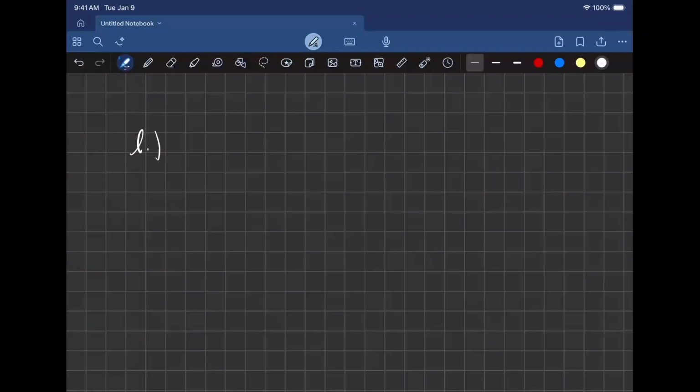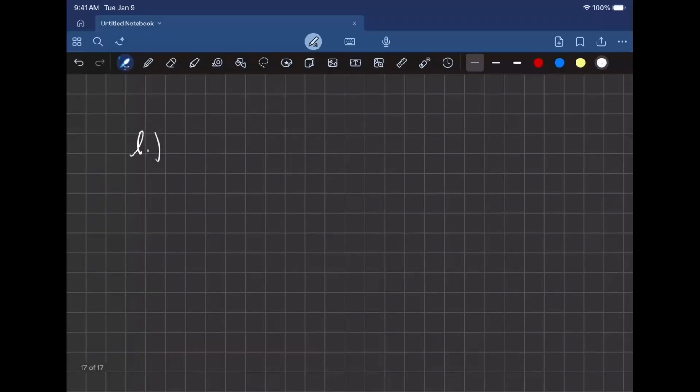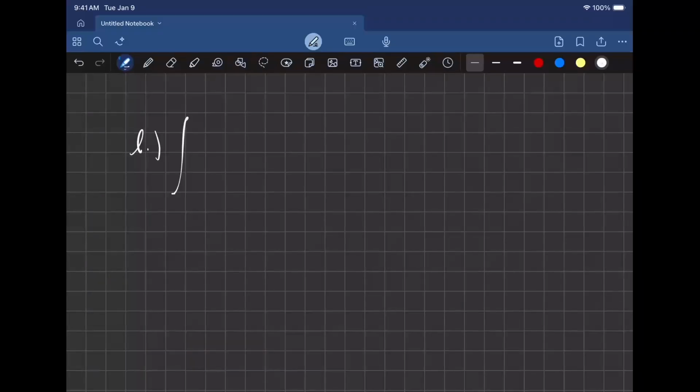So L. This is the definite integral evaluated from 2 over square root of 3 to 2 times the square root of 3 of x cubed over square root of x squared plus 4 dx. Okay, so let's do some u sub.